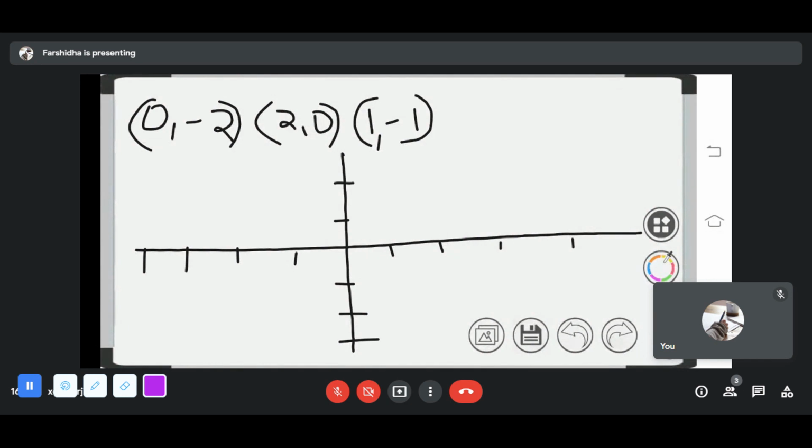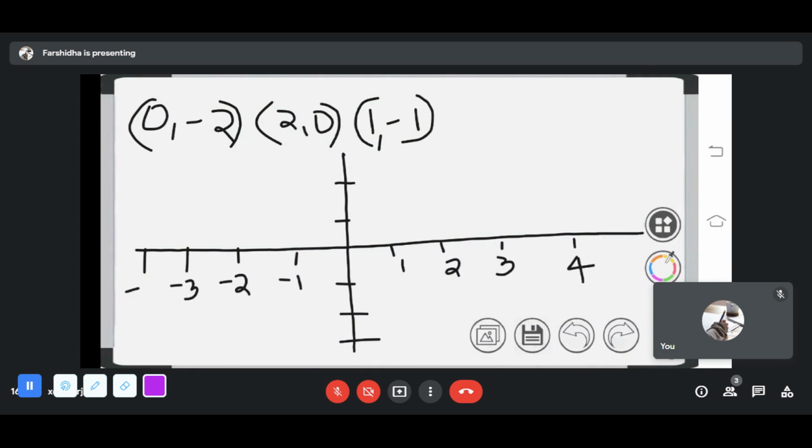Ma'am, will the line come at the left side? Yes, ma'am.